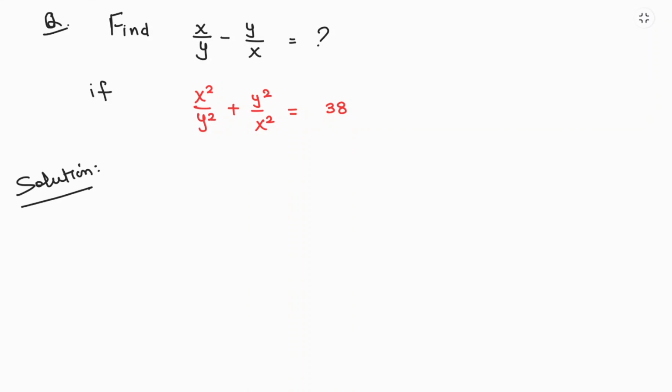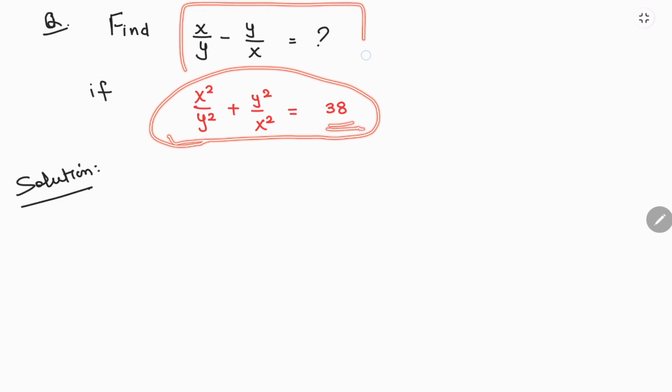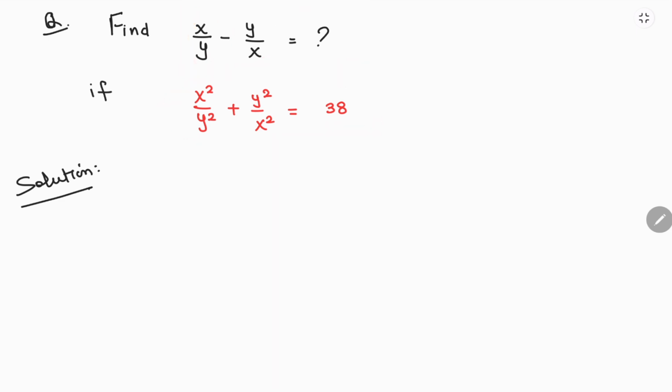I am Upasana Taneja. So if you see this question, we are given that (x square plus y square) by x square is equal to 38, and we need to find out the value of this thing, x by y minus y by x. So whenever we have this kind of questions, what do we need to do? We need to somehow find a relation between these two.